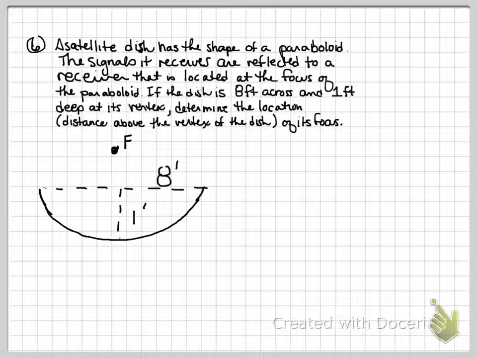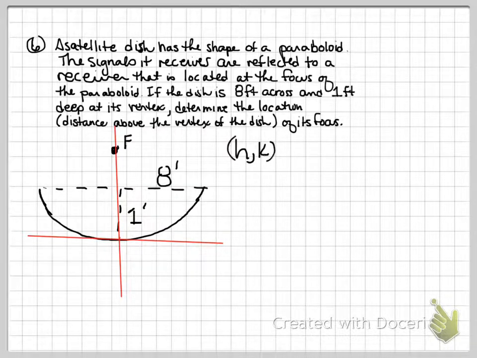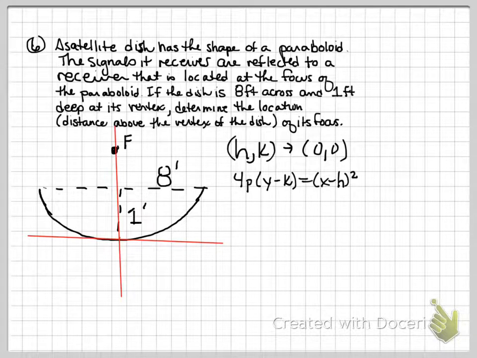All right. Now for simplicity's sake, we're going to pretend that the vertex of this parabola is at 0, 0. Okay? So with it being at 0, 0, that means our h, k is at 0, 0. And since our parabola opens up, we can use this equation 4p(y - k) = (x - h)^2. Substitute in the 0, 0, and I get 4p(y - 0) = (x - 0)^2. So 4py = x^2.